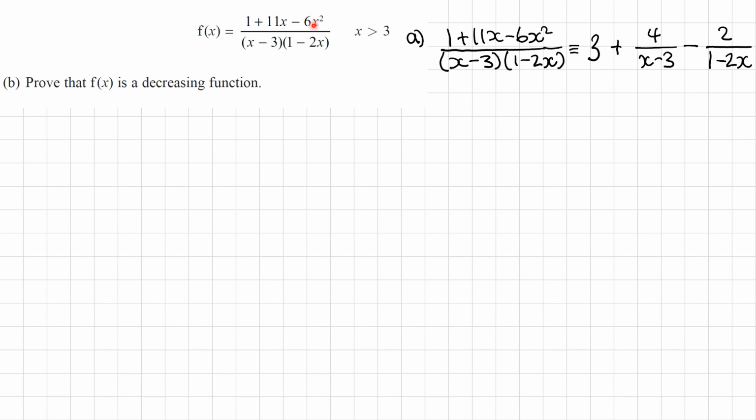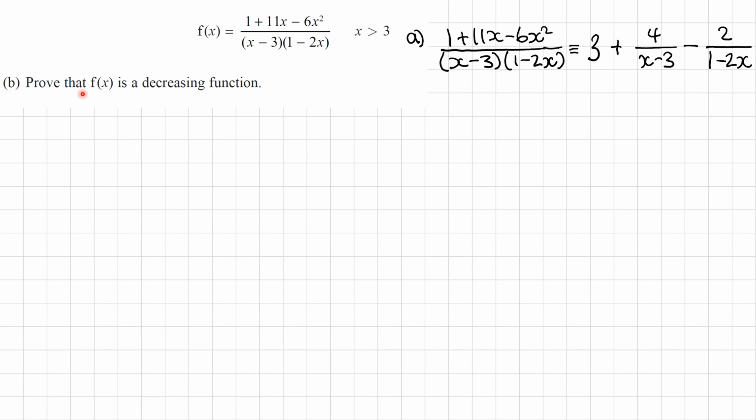So here we have f(x) equal to the algebraic fraction in part A with this added condition that x is greater than 3. This is to stop us from getting 0 in the denominator down here. And also there are only going to be certain values of x that we can put into this denominator.